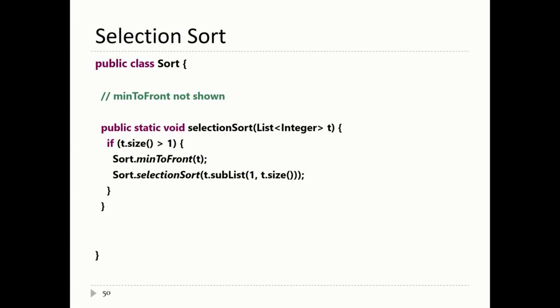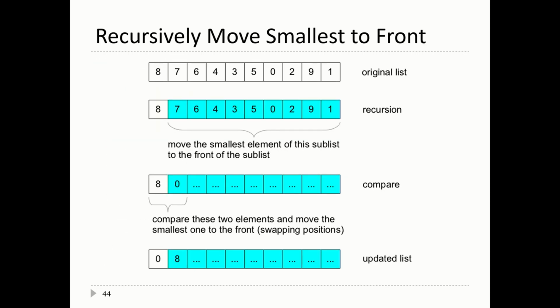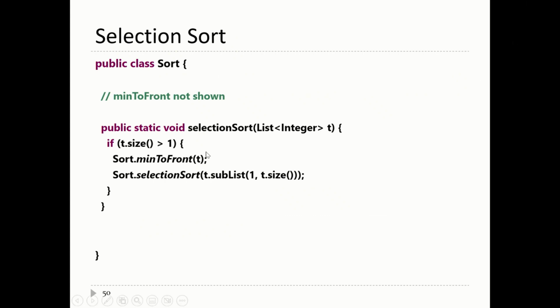Okay, sure. First of all, you have to take for granted that min to front moves the smallest element in the list T to the front of the list T. So let's go back to the picture here. If I start out with the list up here, after calling min to front, the 0 is at the front of the list. I don't care what the rest of the list looks like, but I know that the 0 is at the front of that list. So the smallest element is now at the front of the list T.